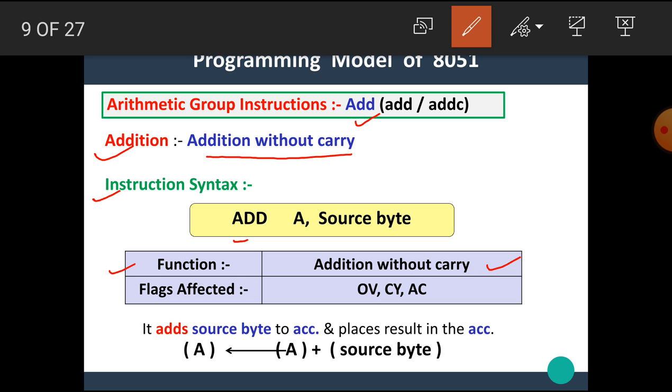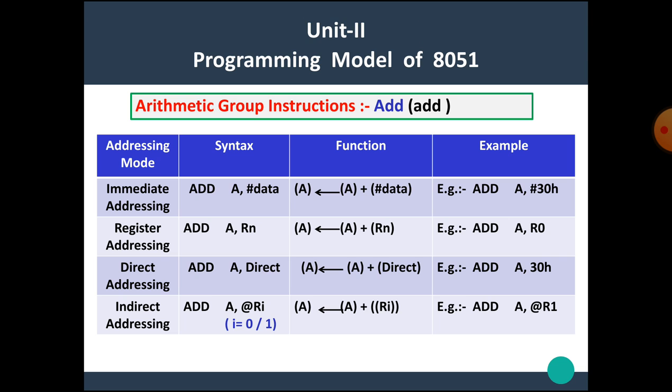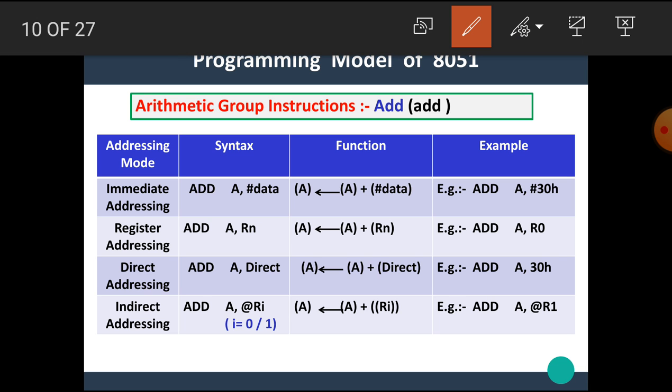In this instruction, the flags affected are OV, meaning overflow, CY, meaning carry, and AC, meaning auxiliary carry. It adds the source byte to the accumulator and places the result into the accumulator. That means in this type of instruction, the addition of the source byte and the destination byte happens, and after this addition the result is stored in the accumulator. Okay, let's see the examples here.